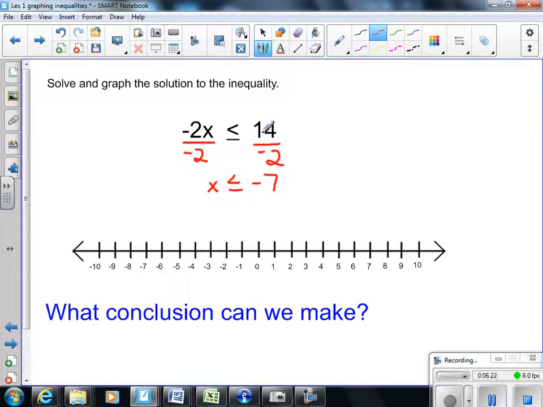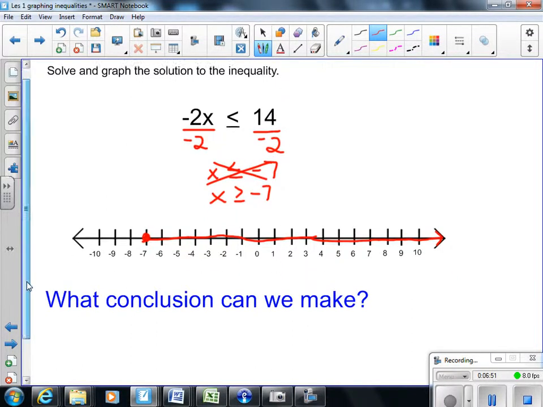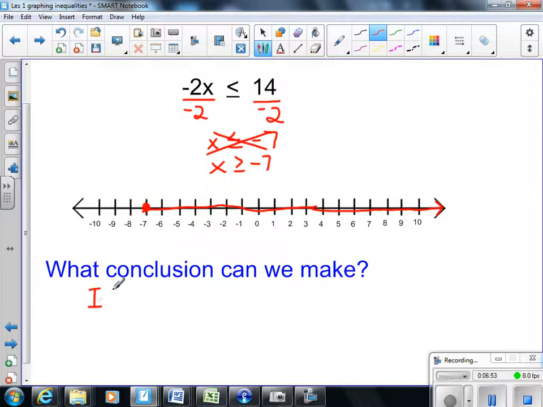What do you think we have to do when we did something different here? We notice we divided by a negative number to solve. We're going to have to switch our sign. So you have x is greater than or equal to -7, because you notice that we had everything shaded to the right, and any numbers here that we plug in will make it true. If I put a 10, -2 times 10 gives you a -20. Is -20 less than or equal to 14? Yes, it is.